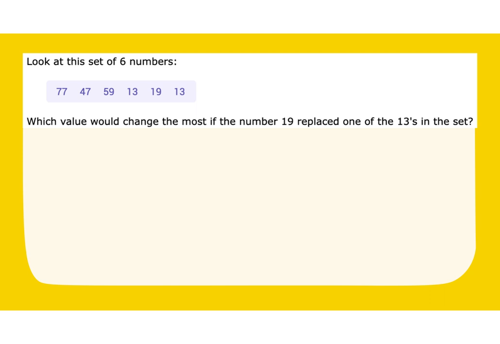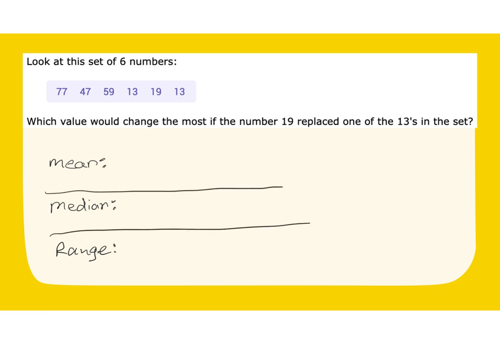In our third example, we're asked which value would change the most if the number 19 replaced one of the 13s in the set. So they're asking which of our mean, median, and range would change the most. So I'm going to set up a little table here to help us keep track. We've got mean, median, range. Going to give a little space in between there. I've got my original, and I've got my new.